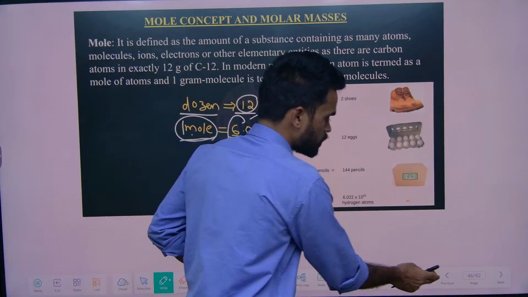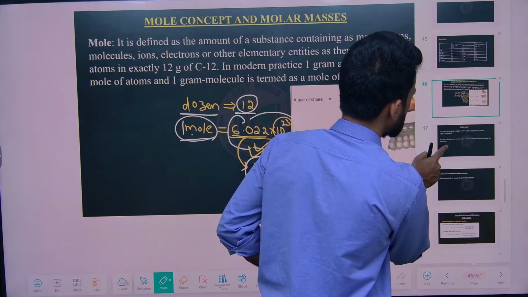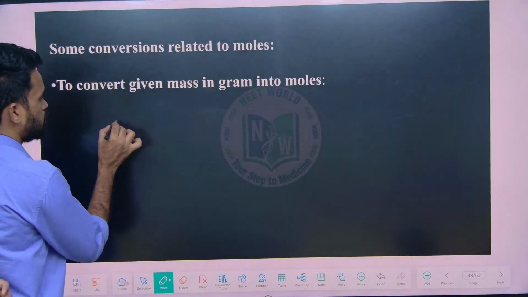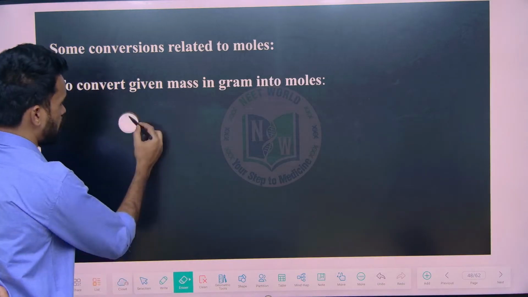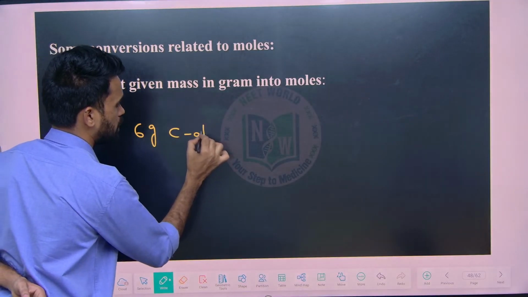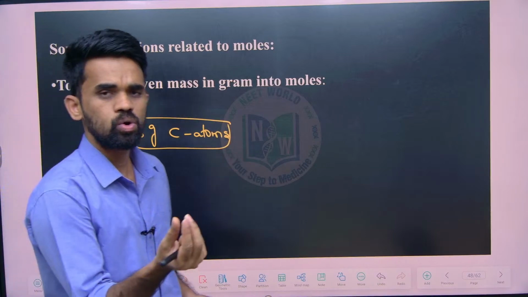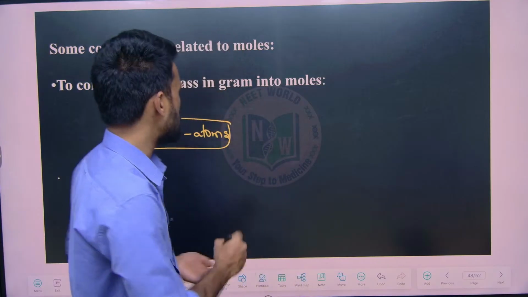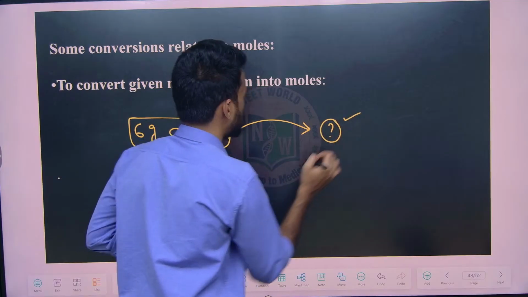Right, now for example, someone comes to you and asks something like this. I am giving you 6 grams of carbon. They will give you 6 grams of carbon atoms. Six grams of carbon is nothing but coal, like coke we use. They will give you some 6 grams of that coal and ask you, just count how many carbon atoms are there in the given 6 grams.